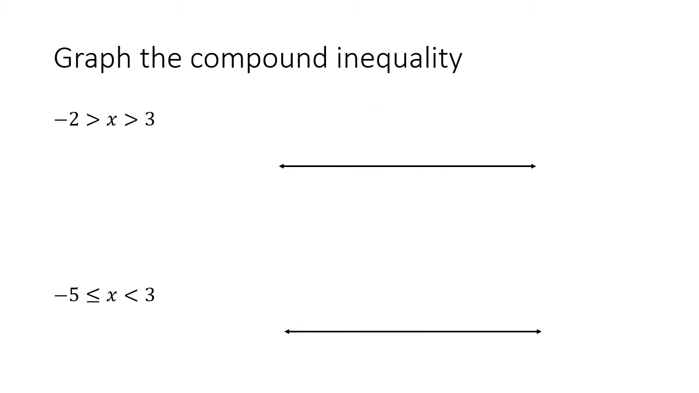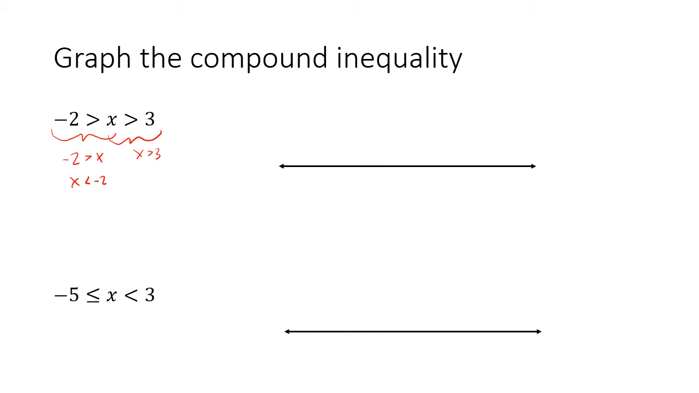So let's look at this. -2 > x > 3. This is a disjunction. I expect to use the union symbol here. But if you're unclear about how to go from point A to point B, look at these statements individually. We have -2 > x, or if we want to switch this around, x < -2. Same thing. And this statement right here is x > 3.